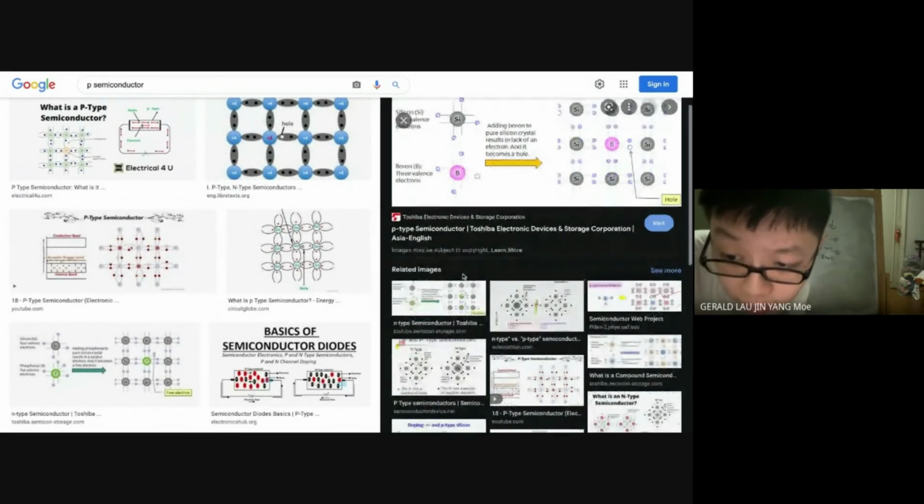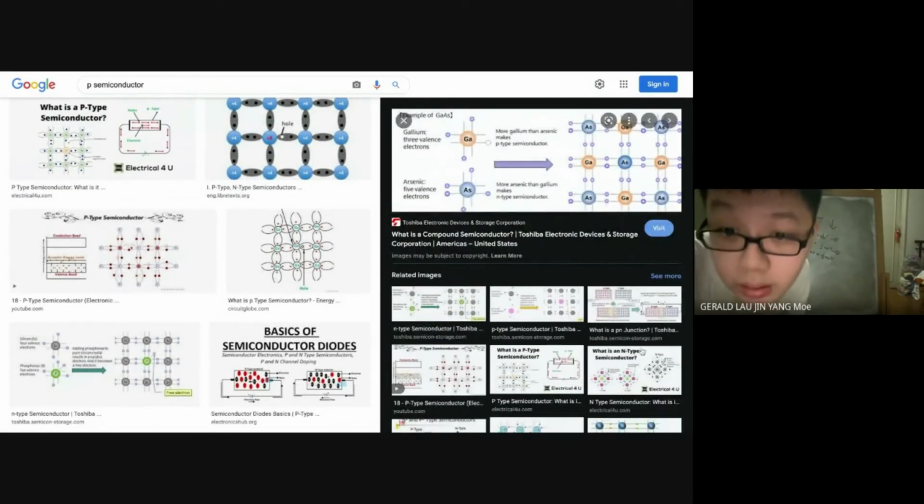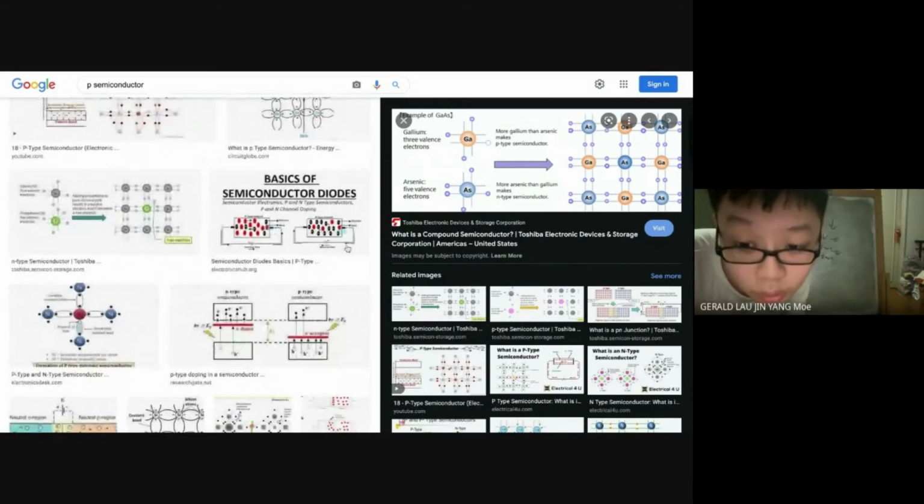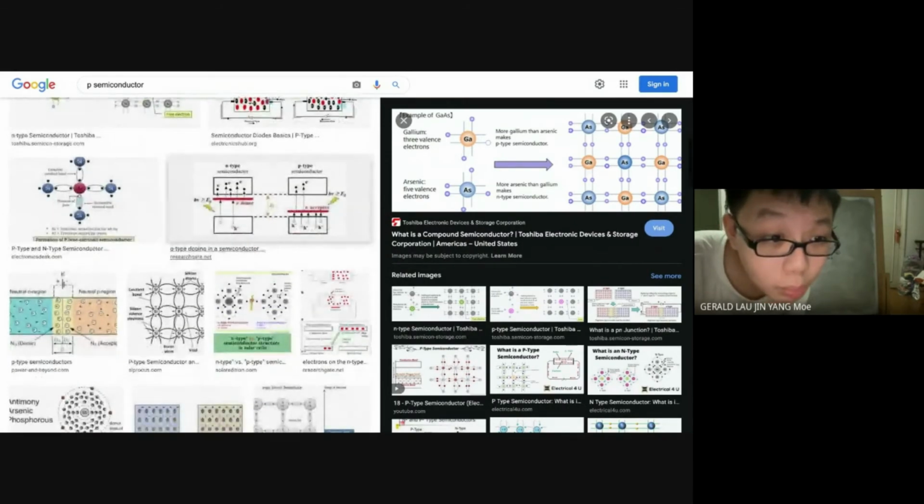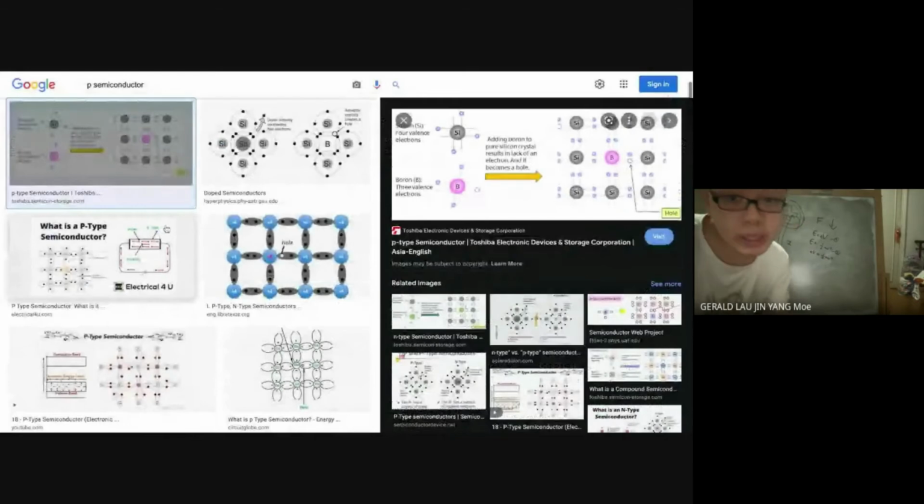Give me a second. Arsenic, yeah, arsenic I think also can. Aluminium, is it? Yeah, aluminium also can. Okay, so we just use boron as example.